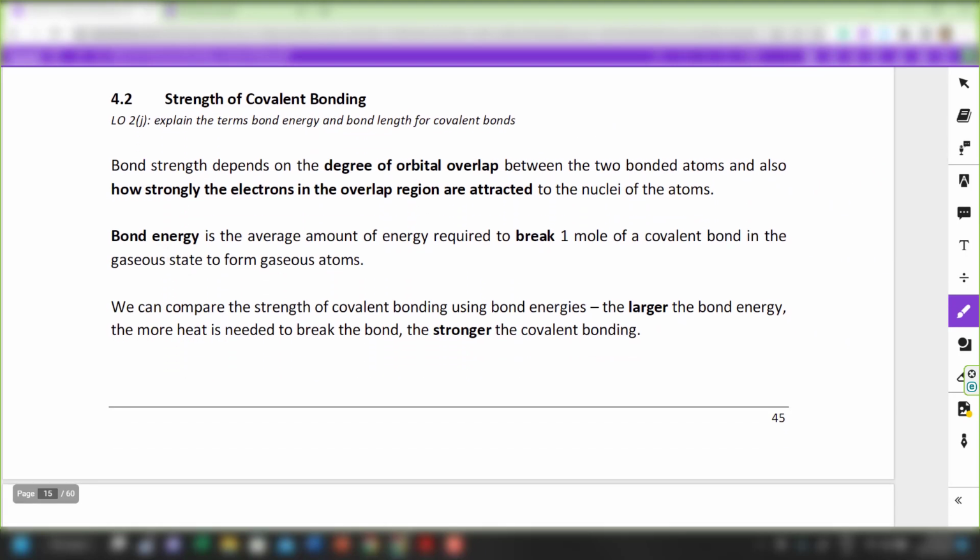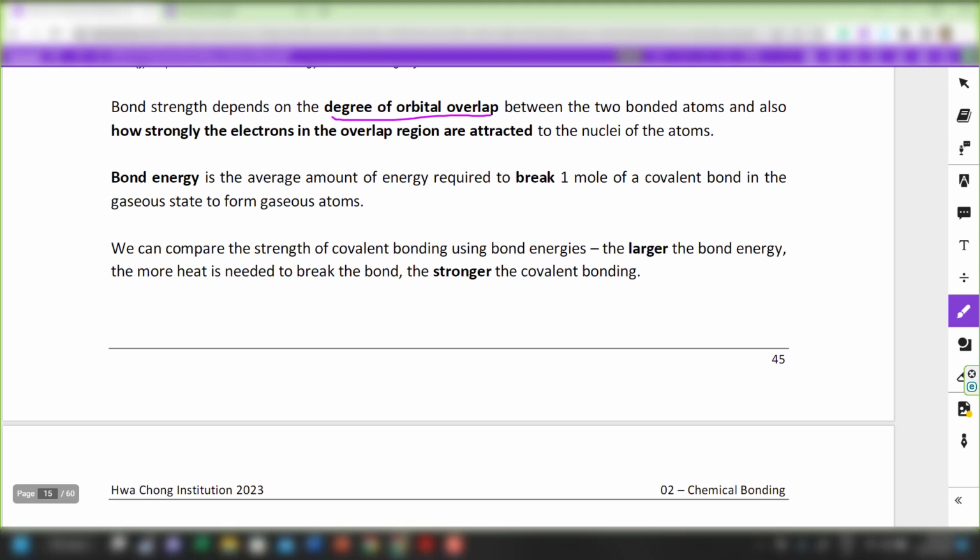For section 4.2, we are looking at the strength of covalent bonding. It depends on the extent or the degree of orbital overlap, and how strongly the electrons in the overlap region are being held by the nuclei. In energetics, you will learn what exactly is bond energy.